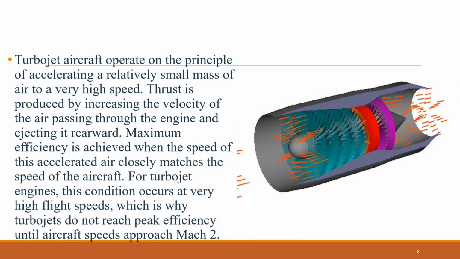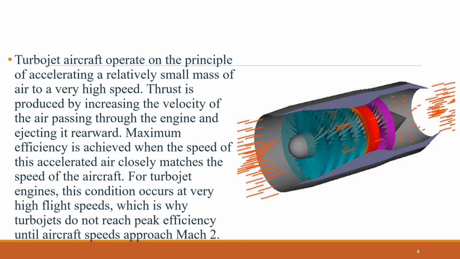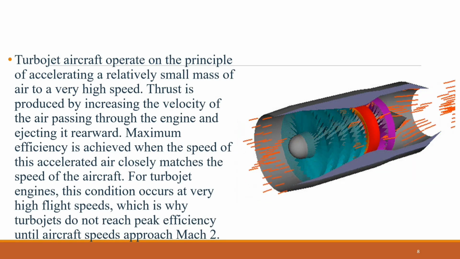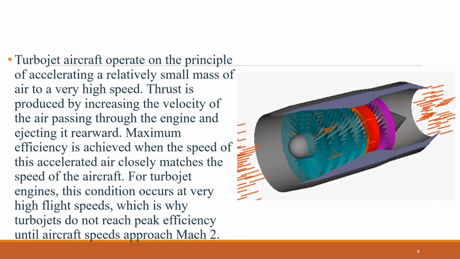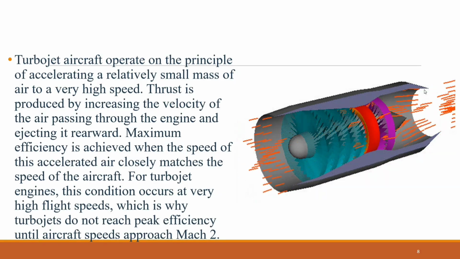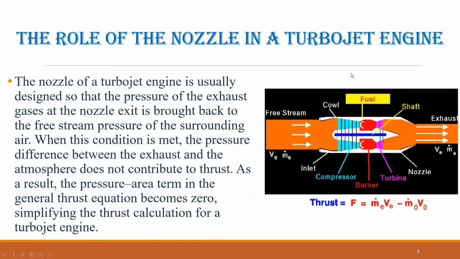The amount of mass flow through the engine is usually controlled by flow choking at the nozzle throat, which limits the maximum flow rate and helps establish stable engine operation. The role of the nozzle in a turbojet engine.